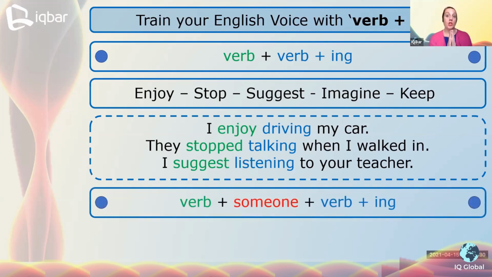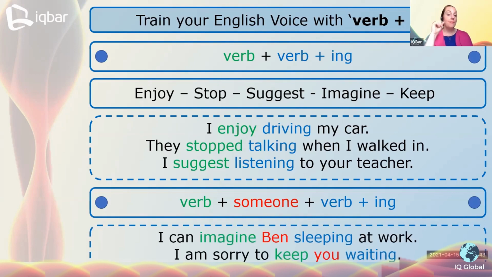We can also use verb plus ing endings with this structure. So we have a verb plus someone plus the verb plus ing. Let's have a look at an example. I can imagine Ben sleeping at work. So the first verb is imagine. Someone, this time we've used a name, Ben, and the action, sleeping. I can imagine Ben sleeping at work.